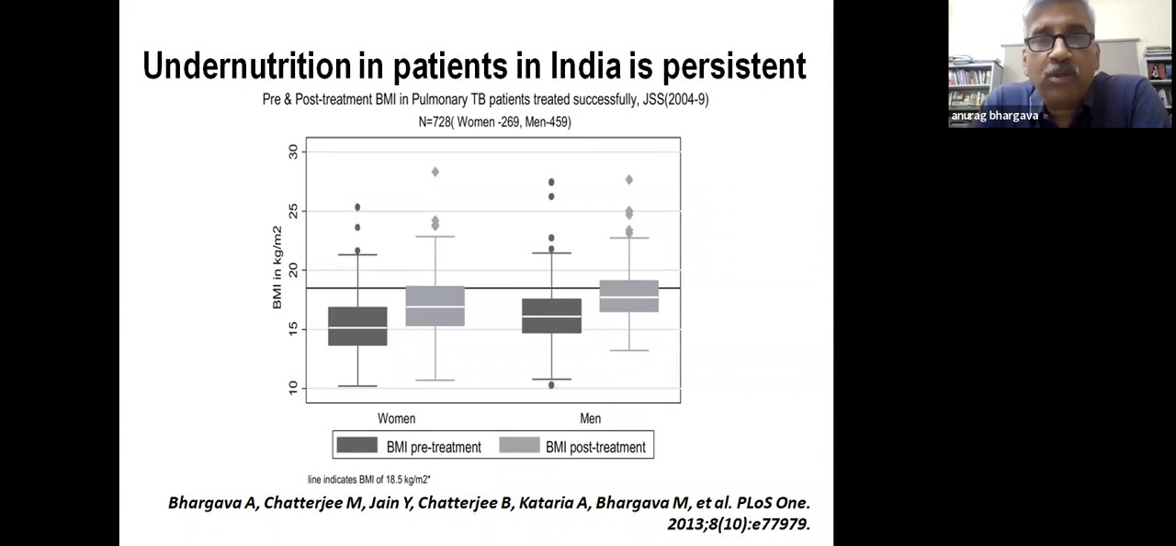We also found in this cohort in rural India that weight gains were very suboptimal in the absence of nutritional support. So patients went from very severe undernutrition to moderately severe by the end of therapy, a median weight gain of only 3 kg, and most remained undernourished even at the end of treatment, which has its own implications for long-term outcomes in these patients.